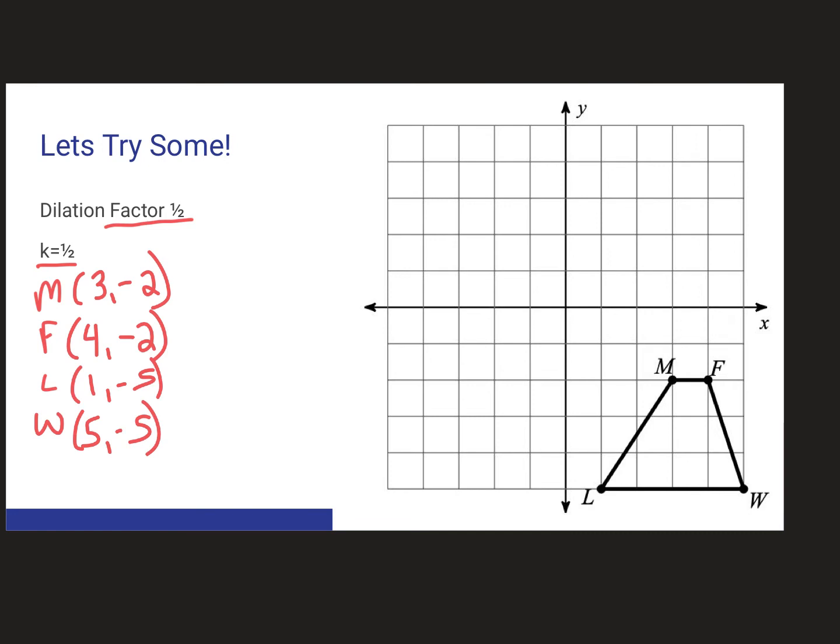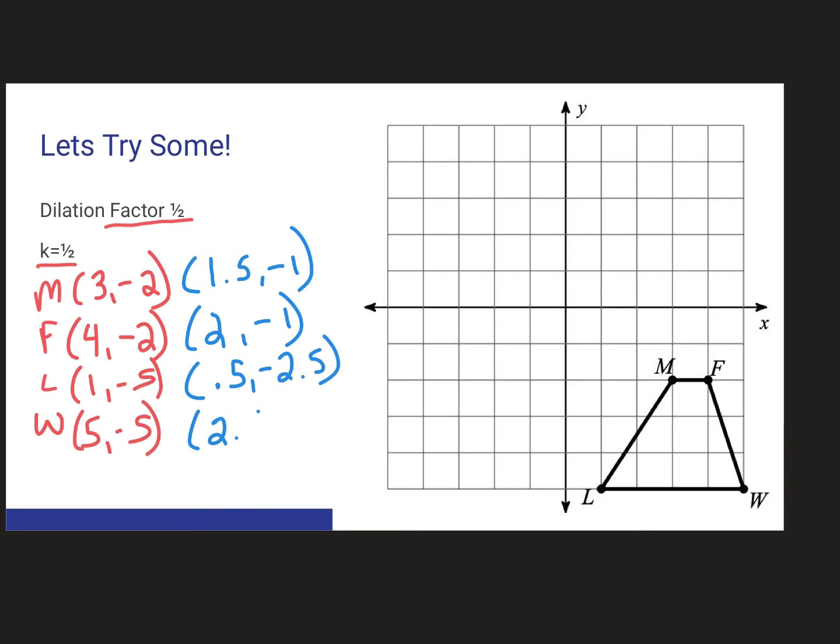So multiply by 1/2, and my new points are at (1.5, -1), (2, -1), (0.5, -2.5), and (2.5, -2.5). So now I plot these points. (1.5, -1) is right here. That's where M goes to. F is at (2, -1), which is right here.